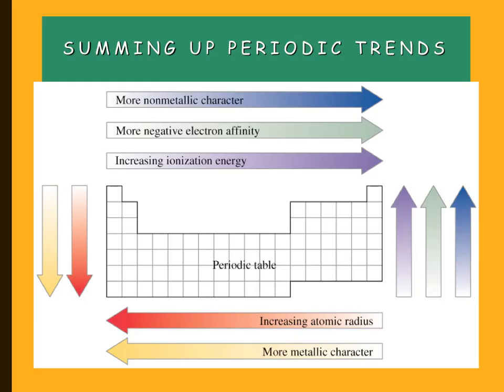So to sum it all up, you have a few key trends and a few key reasons. Starting with the trends. The atomic radius is largest on the bottom left of the periodic table by francium. The ionization energy and the electronegativity are largest at the top right. Just keep in mind with the electronegativity that you're leaving off the noble gases.